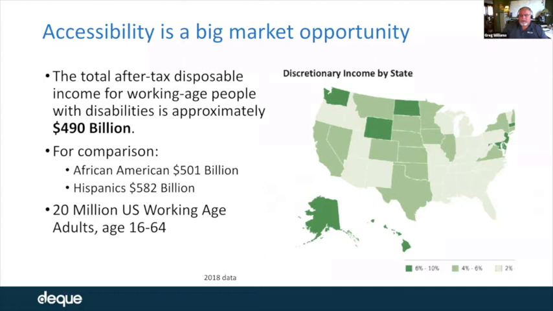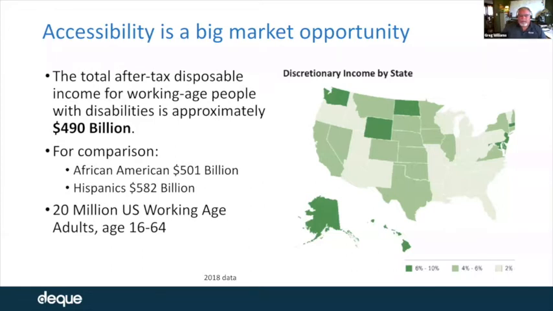But here in the United States, we have some more specific numbers. We'll talk about putting together some census information and some information from the IRS. And we've seen that the total after-tax disposable income of the people with disabilities segment is about $490 billion. For a little bit of comparison there, the African American market segment, $501 billion, Hispanics, $582 billion, and that includes about 20 million U.S. working age adults. These are people from the ages of 16 to 64.